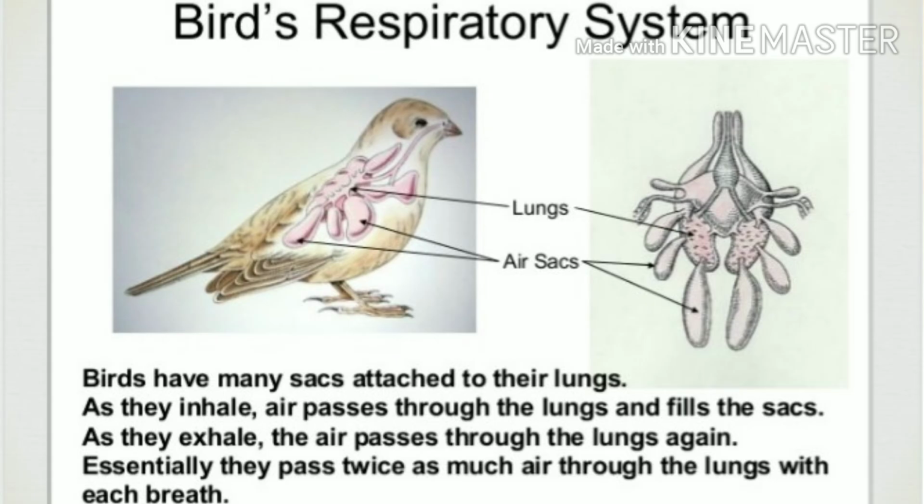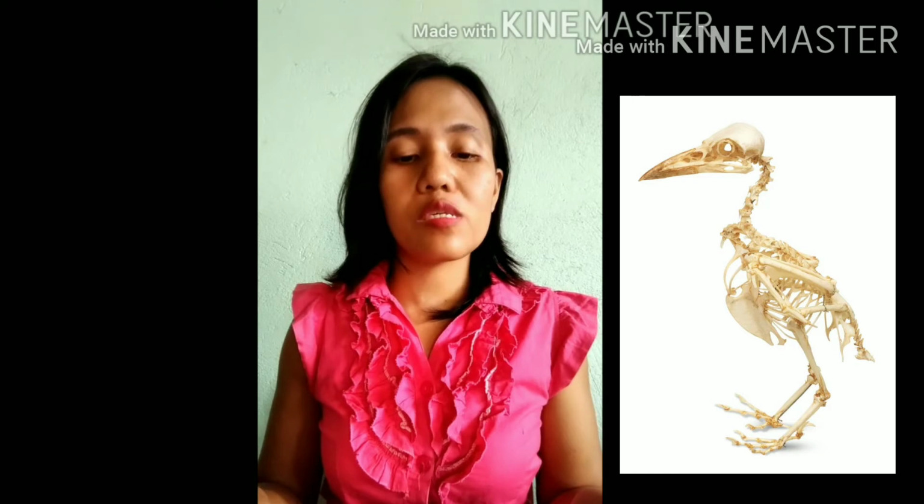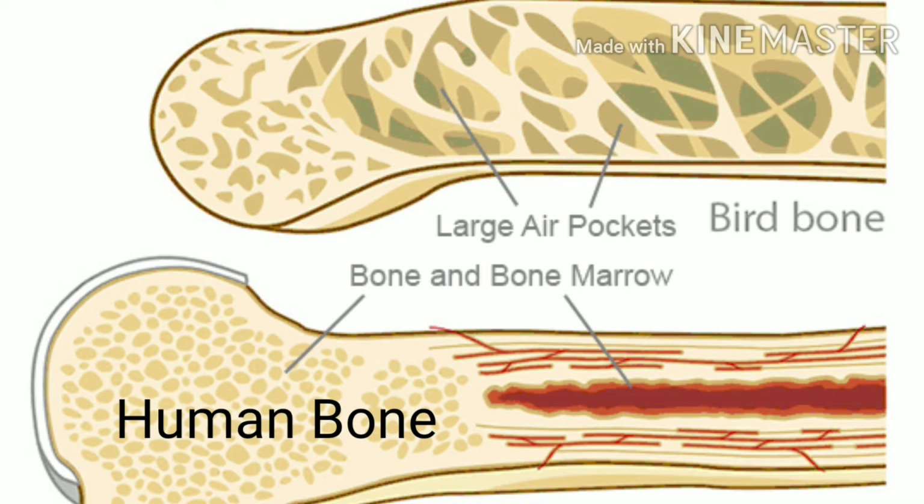Teeth are absent. Birds have a unique respiratory system. Birds have many sacs attached to their lungs. As they inhale, air passes through the lungs and fills the sacs. As they exhale, the air passes through the lungs again. Essentially, they pass twice as much air through the lungs with each breath. Birds' bony skeleton is delicate and light due to the air cavities. Most of the bones are fused.